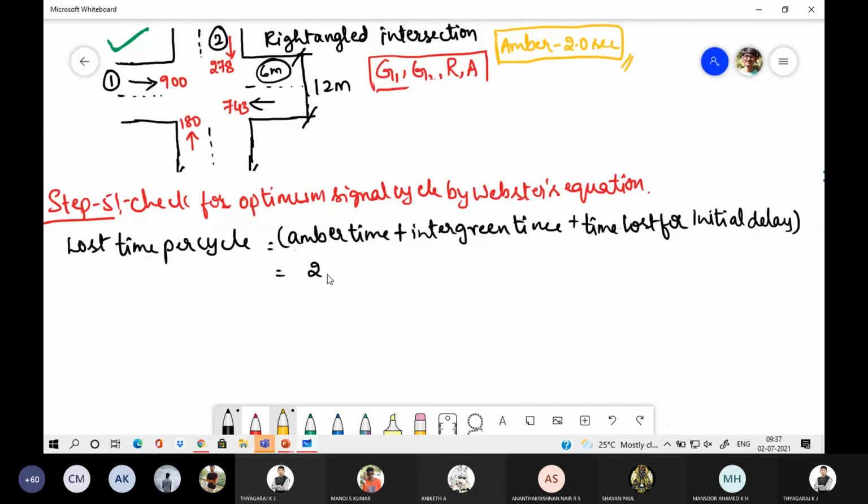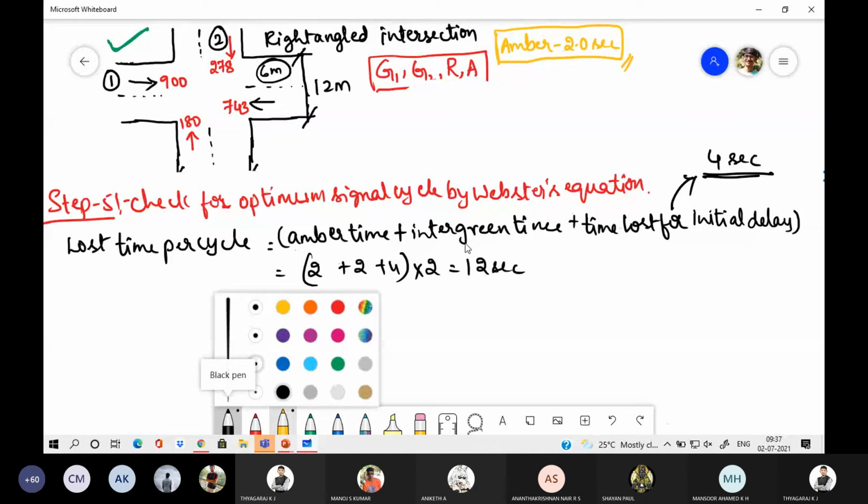So it is 2 plus 2 plus 4 into 2, so you will get 12 seconds. So time lost for initial delay, we are going to consider 4 seconds. This is also an assumption. So you have to assume the time lost for initial delay. What happens is, in the signal you will be standing.